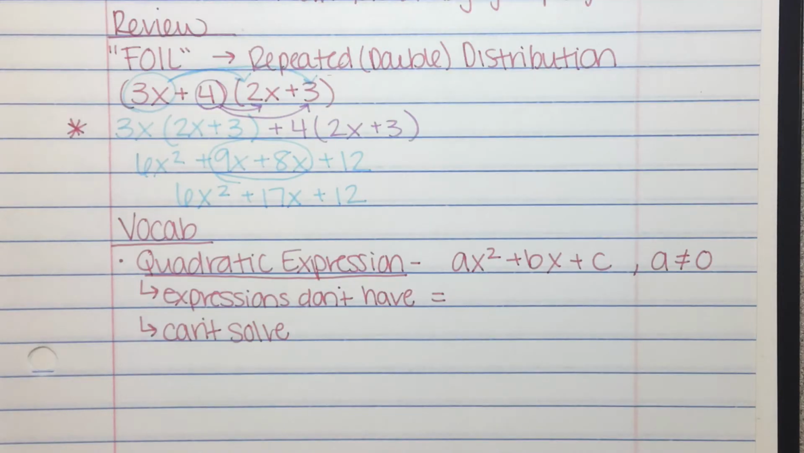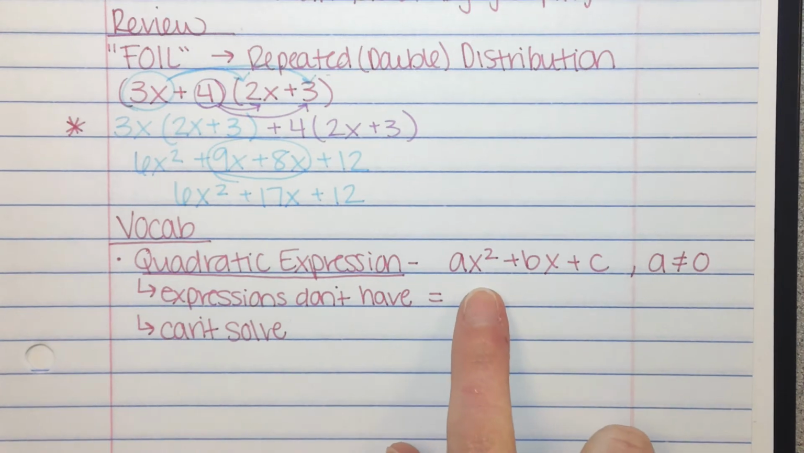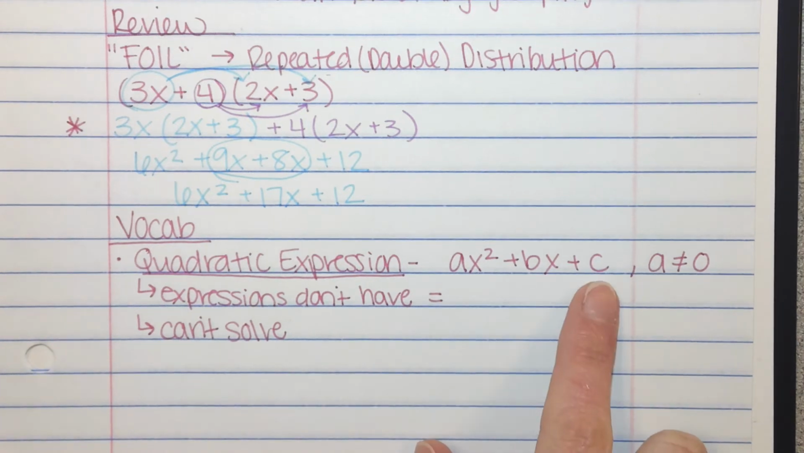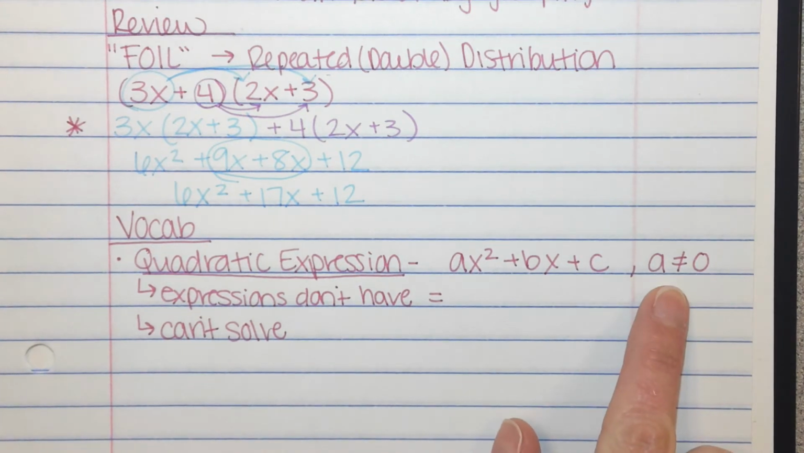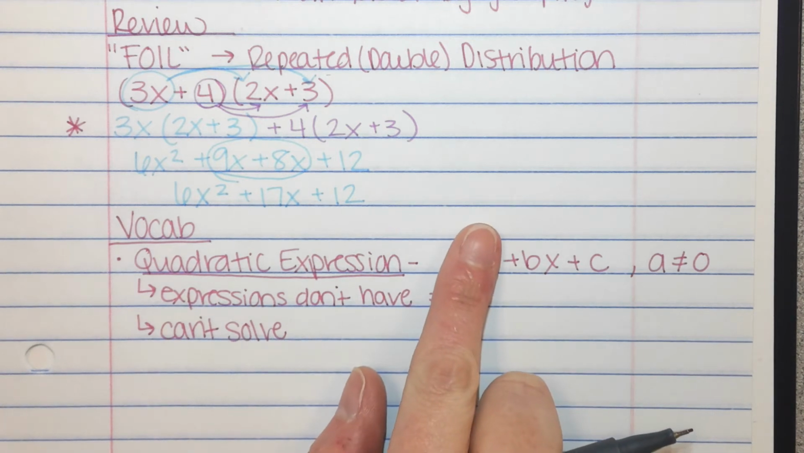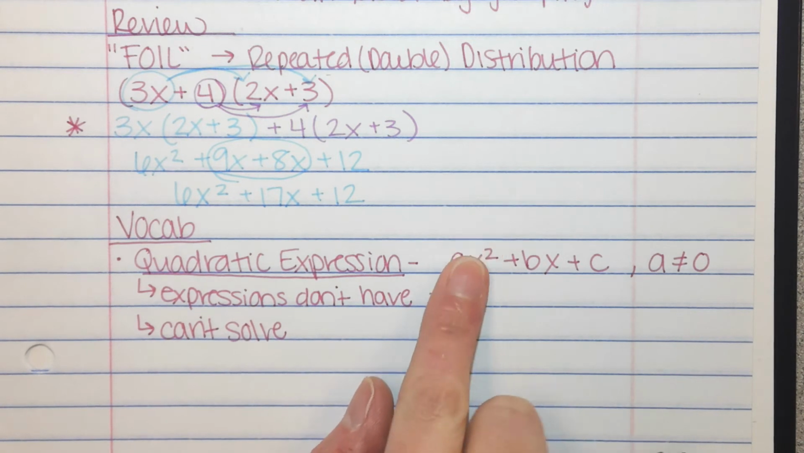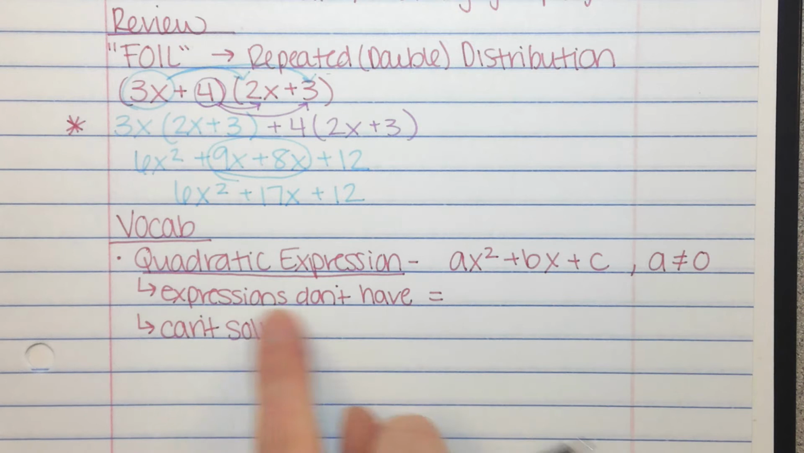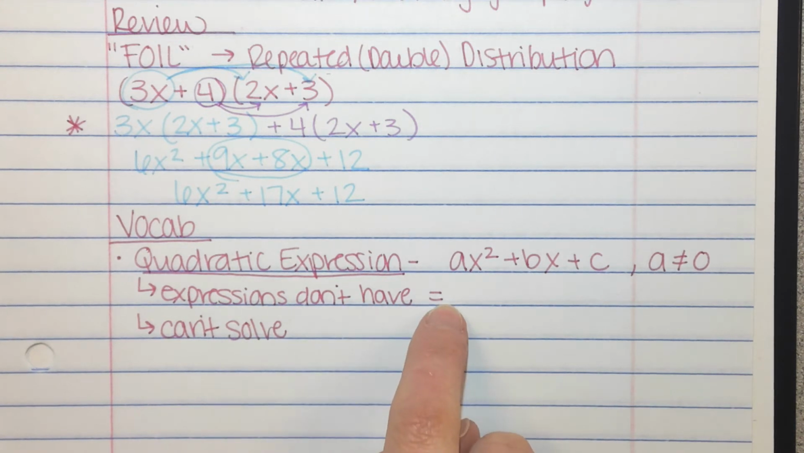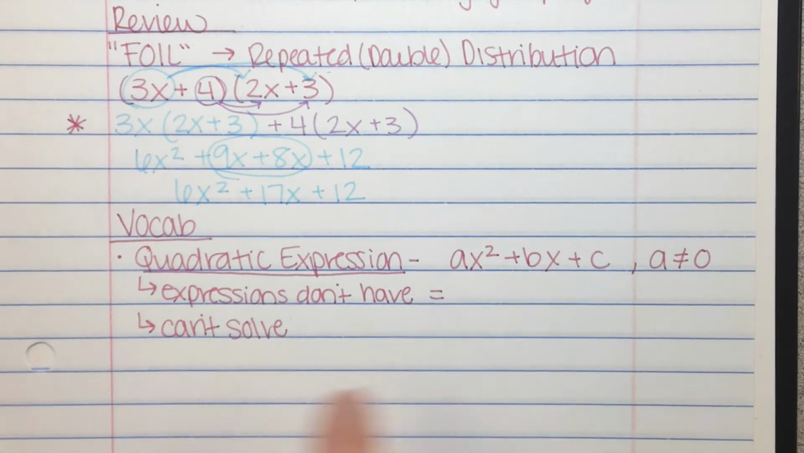Next, we're going to look at some vocabulary. We have a quadratic expression. A quadratic expression is just this, ax squared plus bx plus c, where a cannot be 0. If a is 0, then it's no longer quadratic because this term would be gone. Remember, expressions do not have equal signs, okay? There's no equal sign there. And you can't solve them. If we're given an expression, we cannot solve it. You cannot solve unless there is an equal sign.